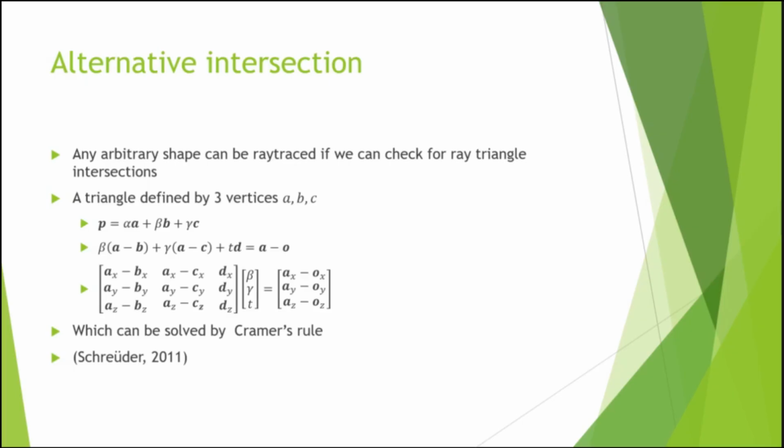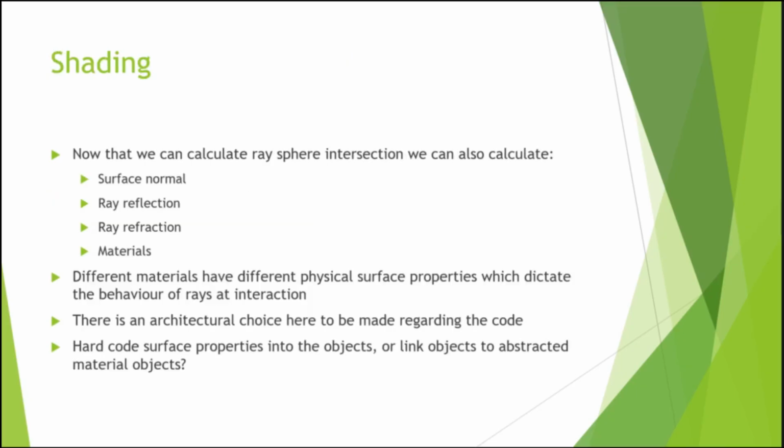These are the two I implemented. I also looked into alternatives, so we can ray trace any polygonal shape if we can check for ray triangle intersections. These are defined by three vertices, A, B, and C. So we've got a point which is defined as alpha A, beta B, gamma C, which we can expand into this parametric equation and then put it in matrix form. We can solve this equation using Cramer's rule. And in that way, we can check for ray triangle intersection, at which point we can check for any object that's made up of triangles.